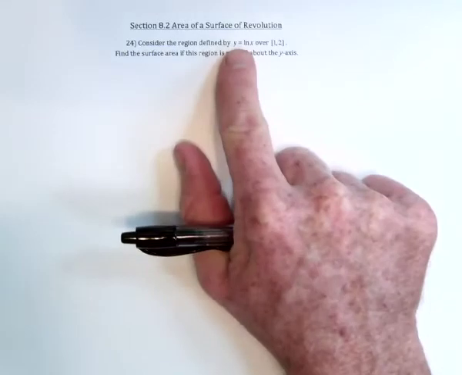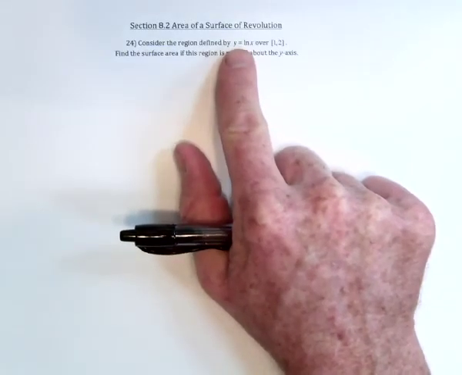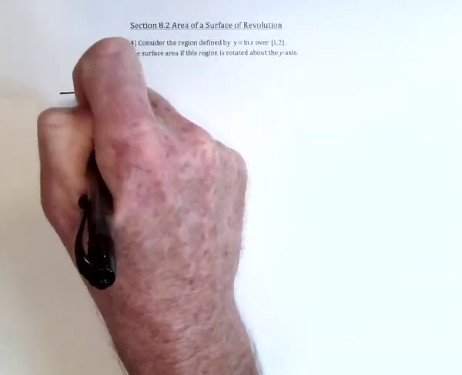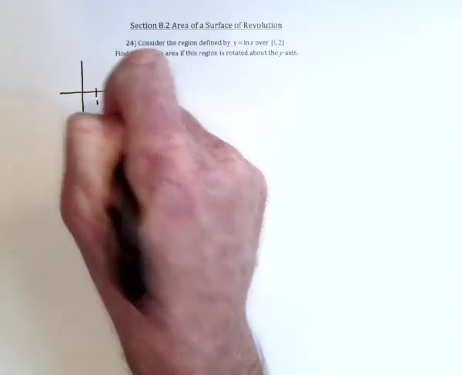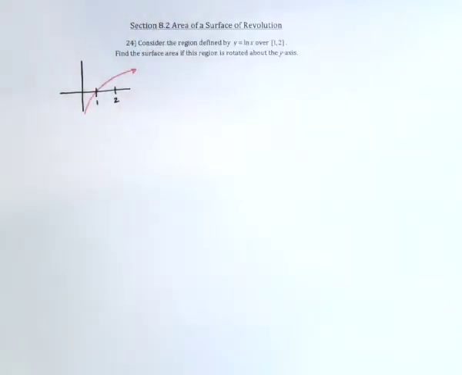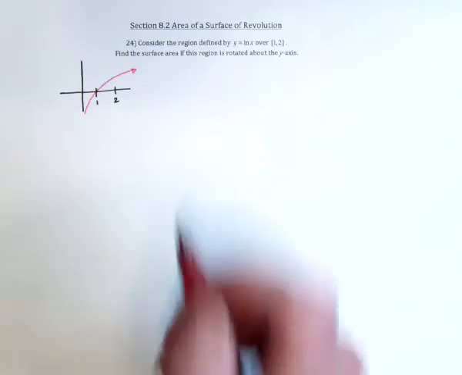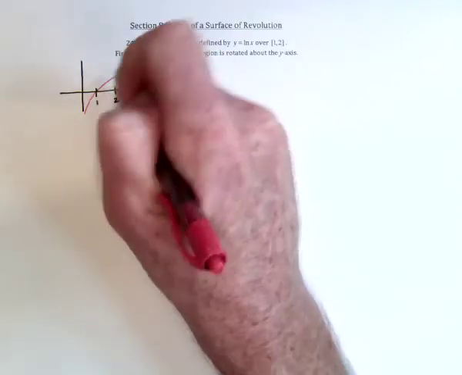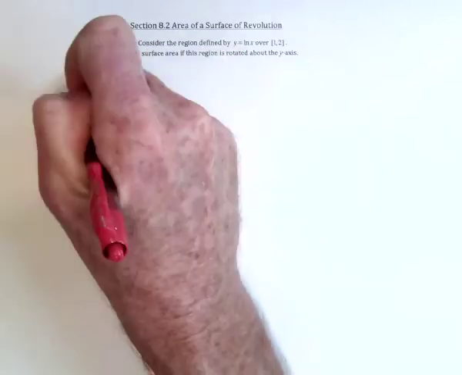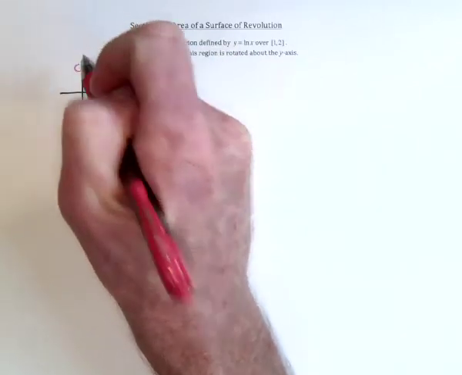We take the natural log function over the interval from 1 to 2, so the natural log function would look about like this from 1 to 2. It crosses the x-axis at 1, and it slowly arcs up. So now take this, that's this arc right here, and then rotate that about the y-axis.